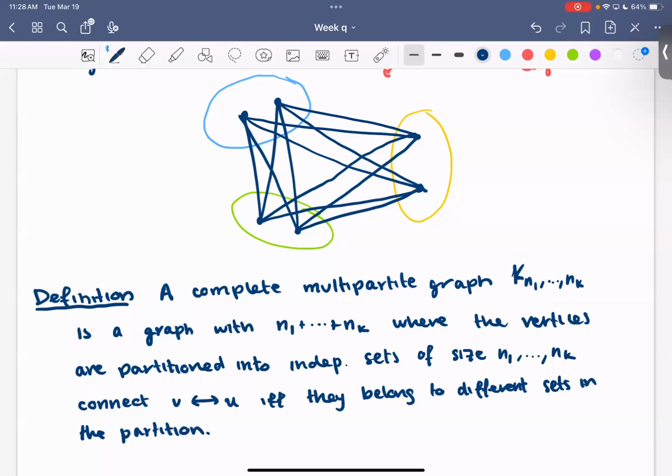So for example, this one that we drew here is K_{2,2,2}, because we have 3 independent sets, each of size 2, and all possible edges outside of those independent sets.